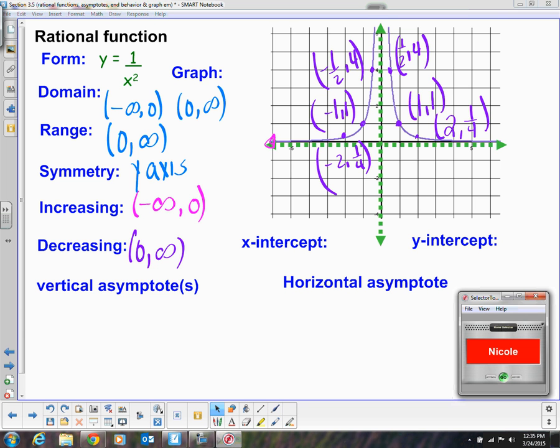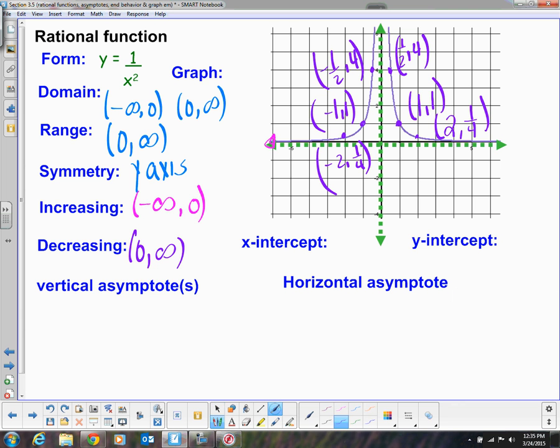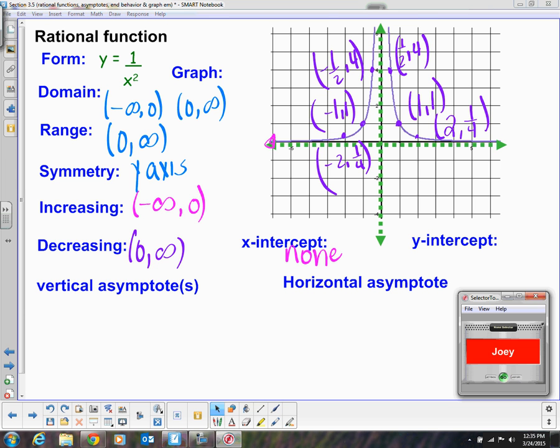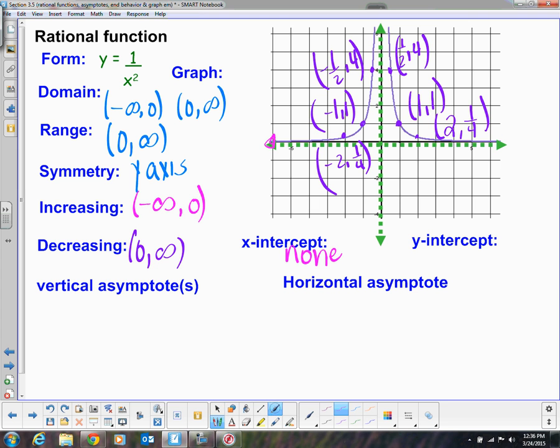X-intercept goes to Joey? X-intercepts. Where does it cross the x-axis? Nowhere. Why? Because there's a horizontal asymptote. I need to know the y-intercept, Angie. No, I need a y-intercept. Where does the graph cross the y-axis? Is it going to touch? Look at that dotted line. What does that dotted line mean? It's not going to touch. Therefore, there is none. All right.